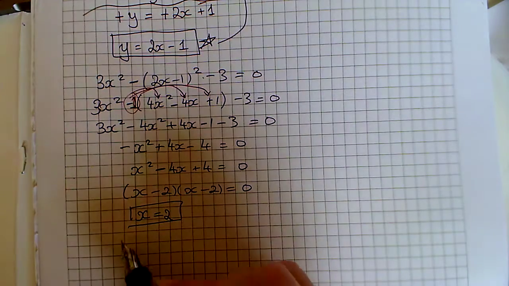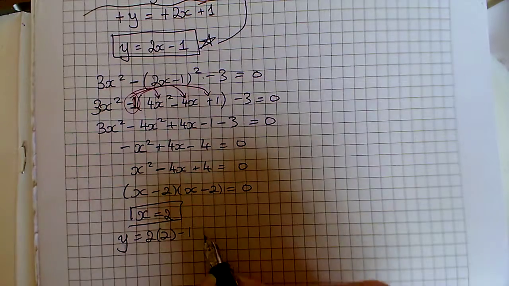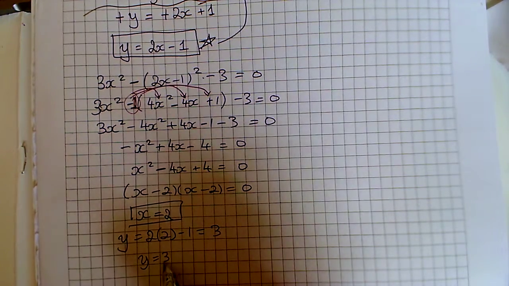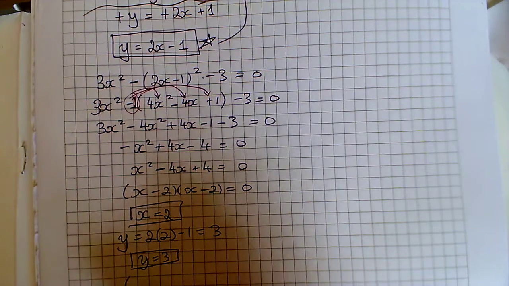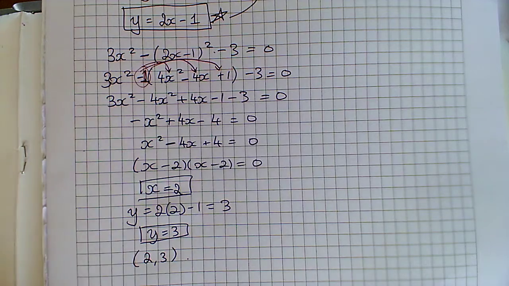And I can sub it straight into my star equation. So when x is equal to 2, y is equal to 2 by 2 minus 1, which is 3. So y is equal to 3. And we have the point 2, 3. And that's the final solution to that.